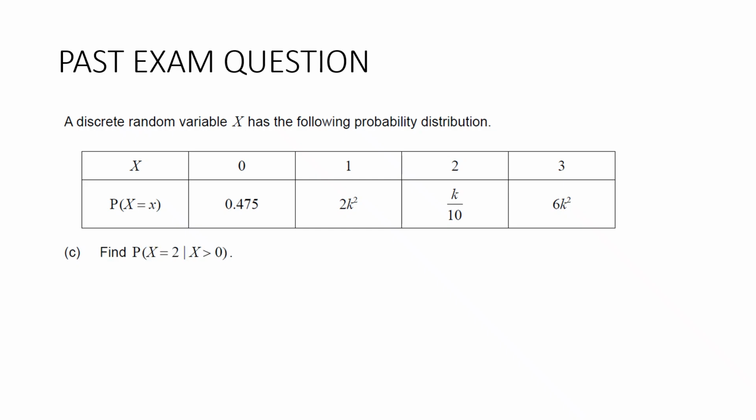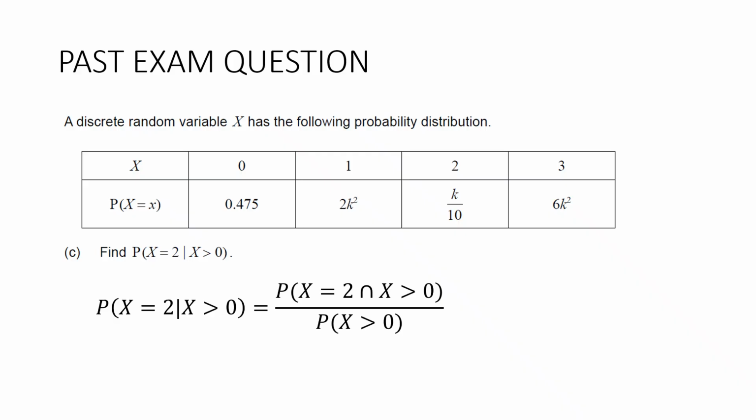D, find the probability that X is equal to 2 given X is greater than 0. So X is not including 0 there. So we'll use our conditional probability formula, which is the probability that X is equal to 2 and X is greater than 0, divided by the probability that X is greater than 0. So this is just going to be the probability that X is equal to 2, and then the probability that X is greater than 0 will be 1 take away 0.475. And so the answer is 0.0476.